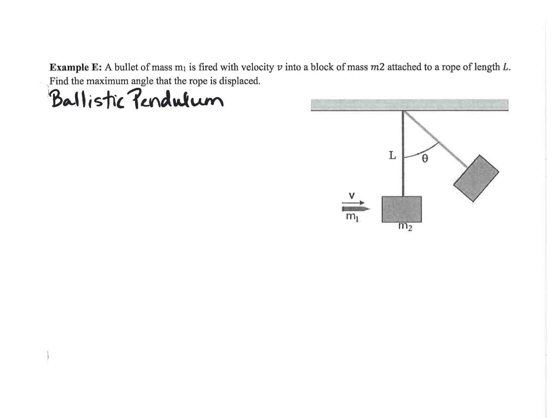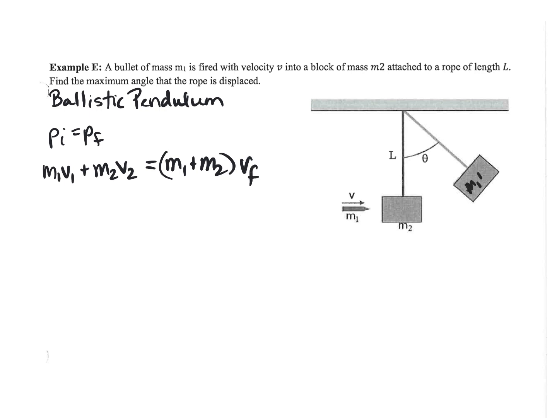So here we go. Let's look at this. We know that P initial equals P final, don't we? Well, in the beginning, what do we have? Let's do this. M1 V1 plus M2 V2 equals (M1 plus M2) V final. Do you agree? This is M1 plus M2? Yes?